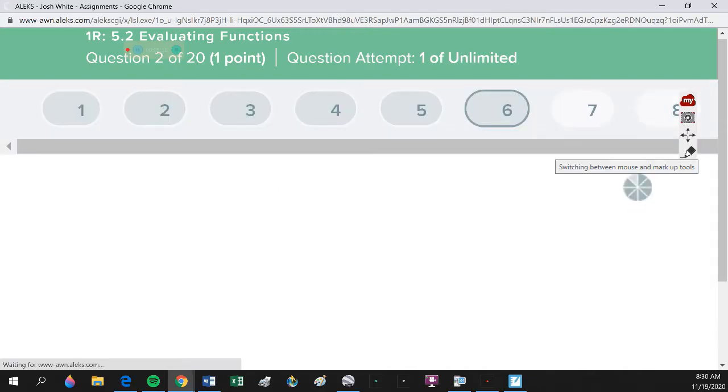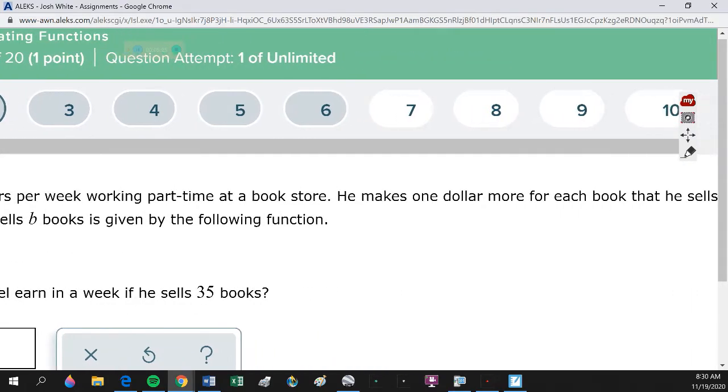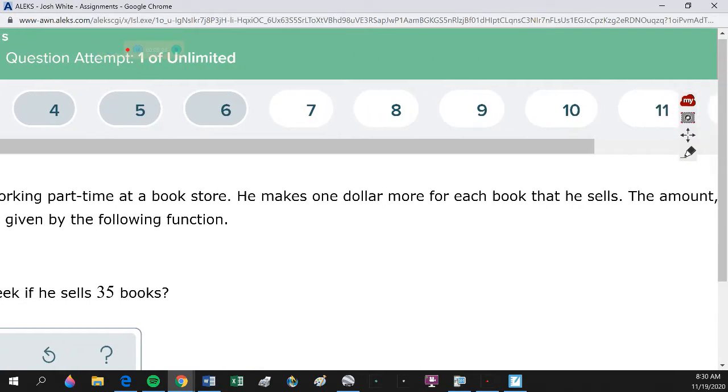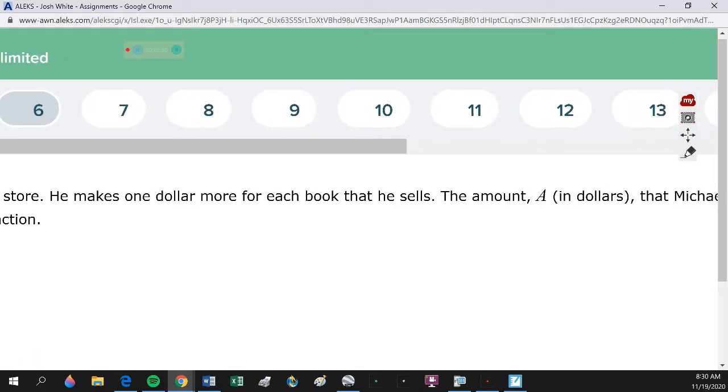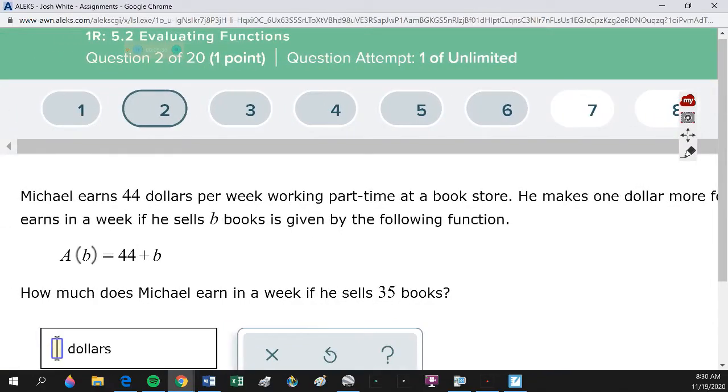Okay. Michael earns $44 per week working part-time at a bookstore. He makes $1 more for each book that he sells. The amount in dollars that Michael earns in a week if he sells B books is given by the following function.